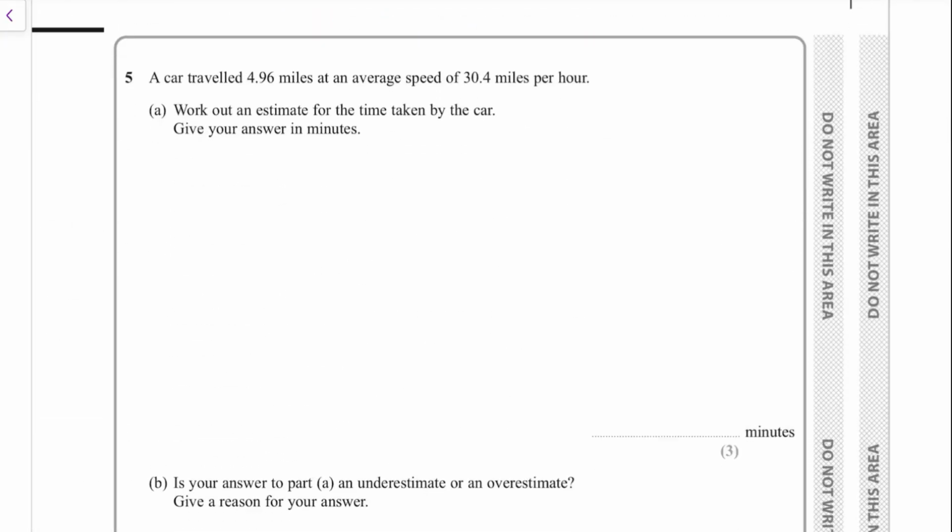Next question. A car has travelled 4.96 miles at an average speed. All right, be careful. The units are the same, which is good. The key word here is the word estimate. Non-calculator paper tends to have estimates rather than actual calculations. So my distance is equal to 4.96, which is approximately 5 to one significant figure. And my speed is equal to 30.4, which is approximately 30 to one sig fig.